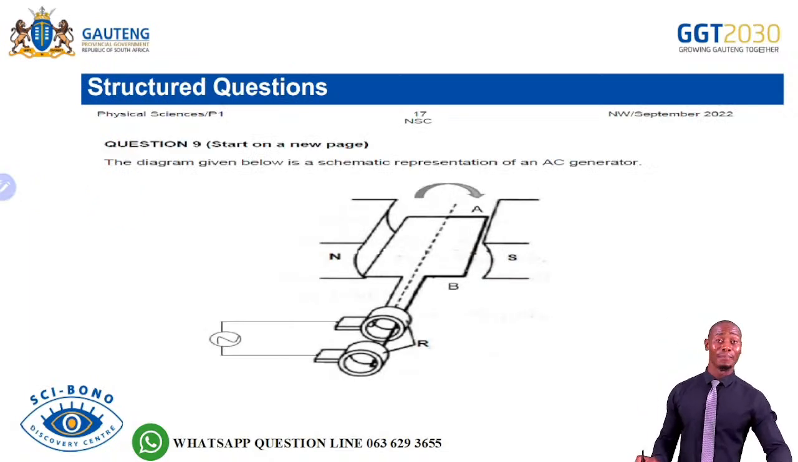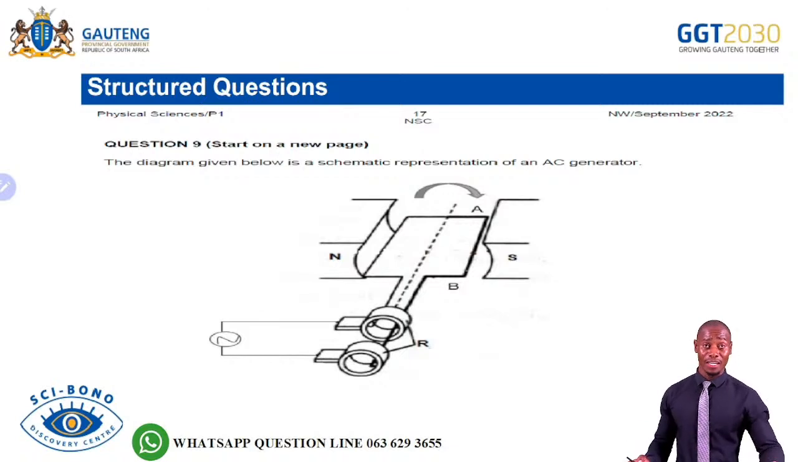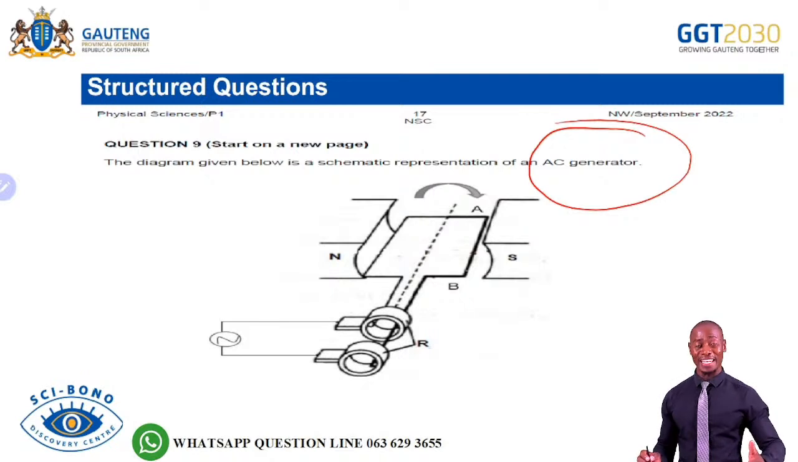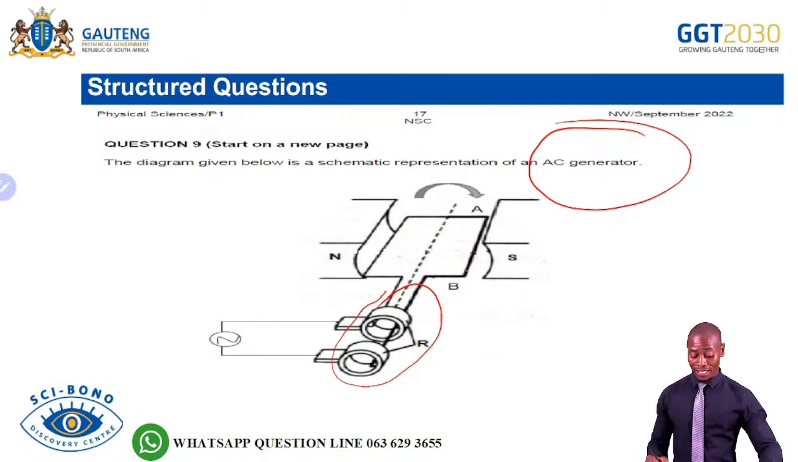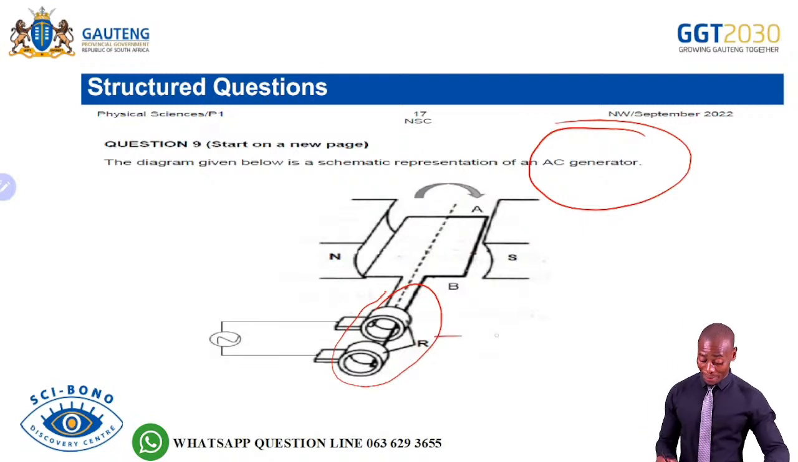This is a structured question or an exam-type question, which is what you'll get when it comes to your paper 1. Your question 9 will be electrodynamics, learners. All right. So the diagram given below is a schematic representation of an AC generator. So what makes this an AC generator? It is component R. And what is component R in this case? Component R will be the slip rings.